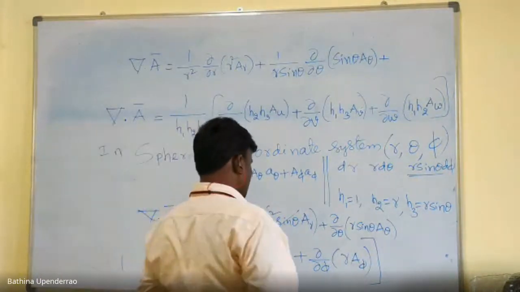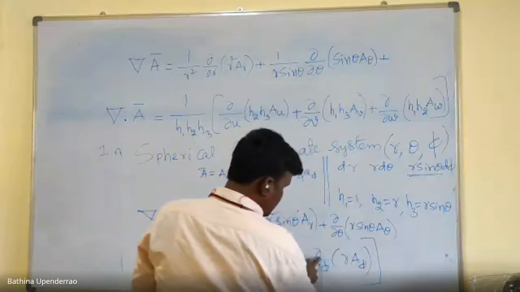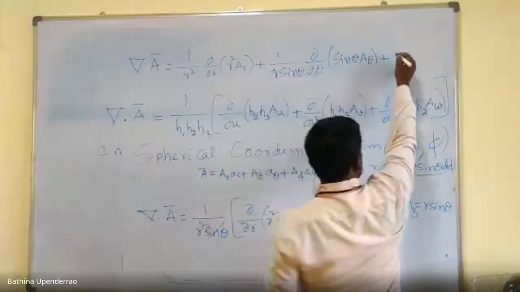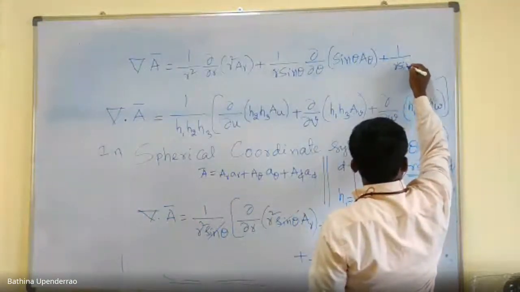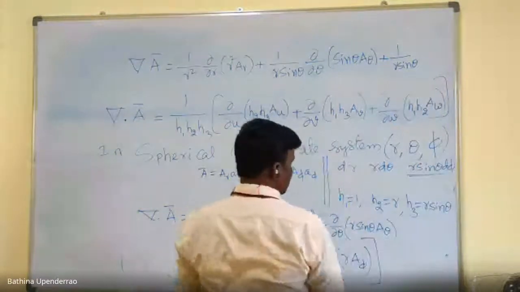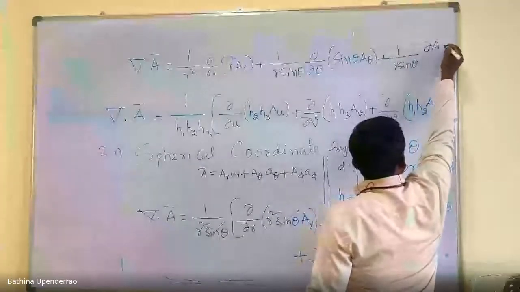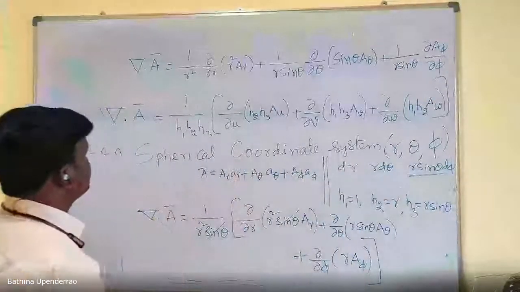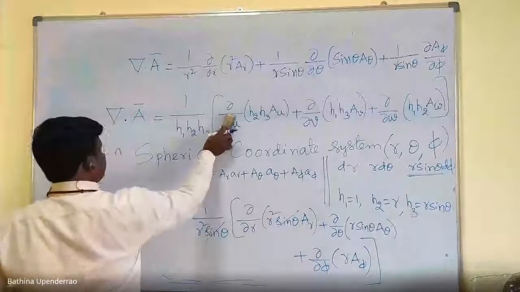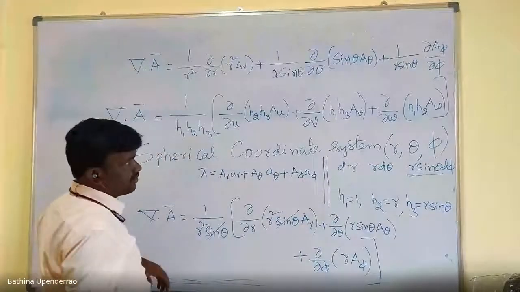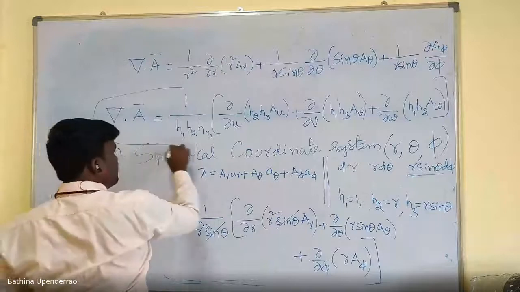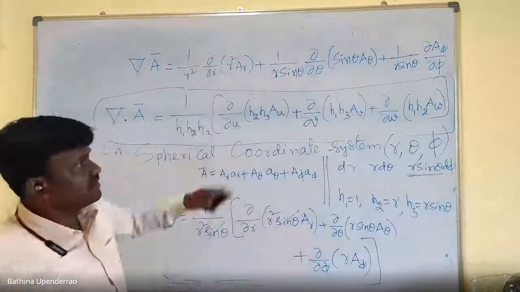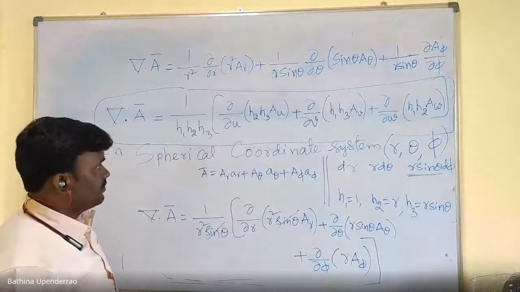The last one is partial differentiation with respect to phi, which means r is constant. R by r square sin theta is nothing but 1 by r sin theta, and the remaining part is dou A phi by dou phi. This is the divergence in spherical coordinate system. This formula is important. We derived divergence in different coordinate systems by using this generalized formula. Okay?